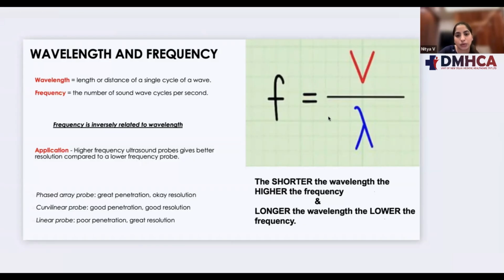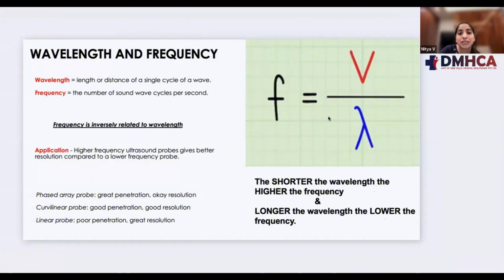Now, why do we need to learn about all these things? Because we know that higher frequency probes provide better resolution. Why do they provide better resolution? Because higher frequency probes use a shorter wavelength, so they travel a very short distance. But because they provide a shorter wavelength, their penetration will be less.